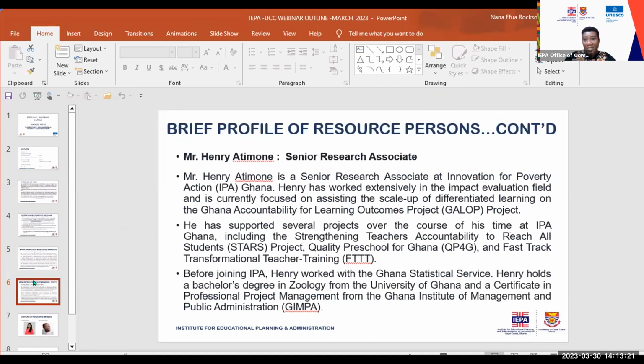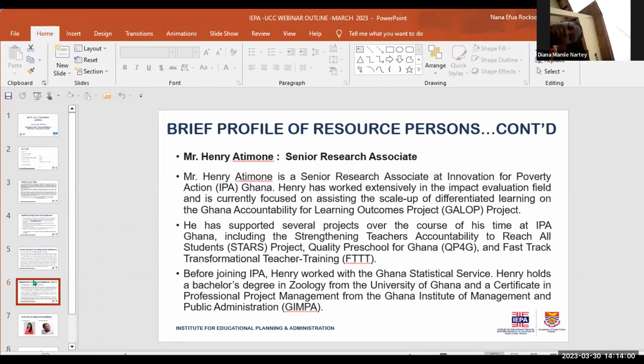Henry has worked extensively in the impact evaluation field and is currently focused on assisting the scale-up of differentiated learning on the Ghana Accountability for Learning Outcomes project, GALOP for short. He has supported several projects across the course of his time at IPA Ghana, including the strengthening teachers' accountability to reach all students, that's the STARS project, quality preschool for Ghana, QPAC, and fast track transformational teacher training, FTTT.